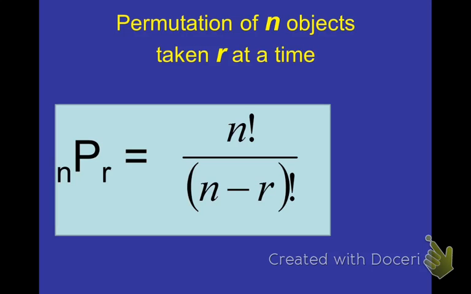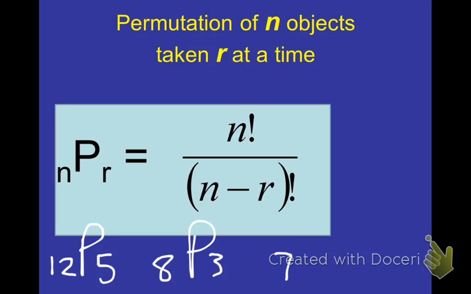So some examples might be like 12, and we say choose, instead of that p, we say choose 5. Or 8 choose 3. Or 7 choose 2. That's all that is. Okay? Permutation notation. 12 choose 5. 8 choose 3. And what I would do is I would just plug those in. N gets plugged into the formula. R gets plugged into the formula.